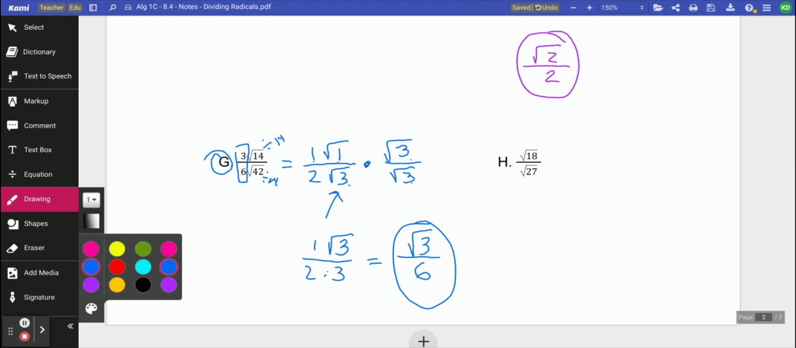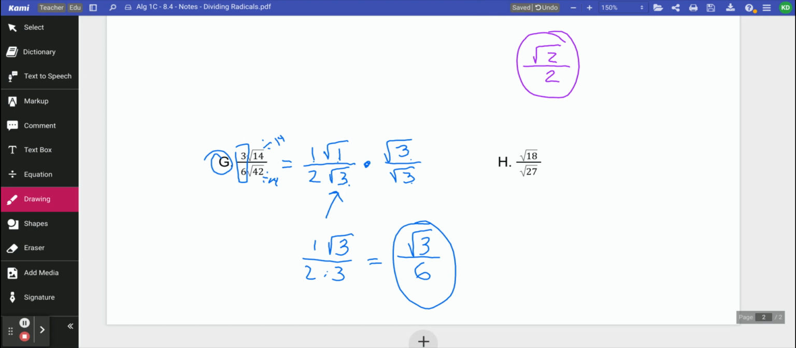And finally, our last example here, we have radical 18 over radical 27. Again, I don't want to multiply by radical 27 on the top and the bottom because 27 times 18, I'm going to have to go to my calculator, and I try to avoid that if I can. So let's see if there's a better way. Can I simplify 18 and 27? What number goes into both 18 and 27? We might think of 9. So we're going to divide both of these by 9.